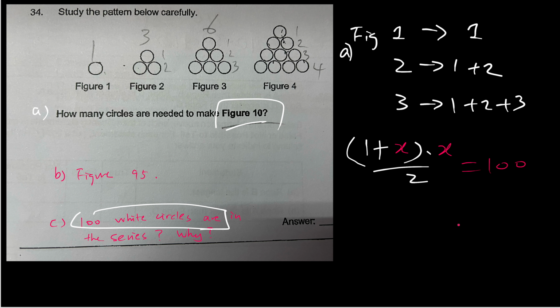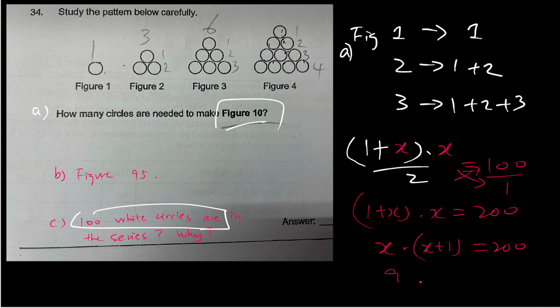So therefore, once you have this, can you see? You can cross multiply. So once you cross multiply, what do you get? You get 1 plus x times x equals to 200, right? So now the question you ask yourself is, you need to have something times something plus 1 that can give you 200. Okay? So you can try it out. Like 9 times 10 is 90, right? So you just test.